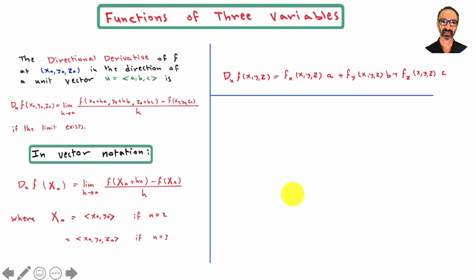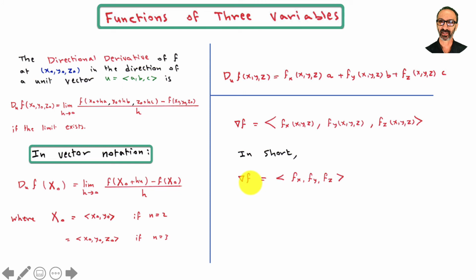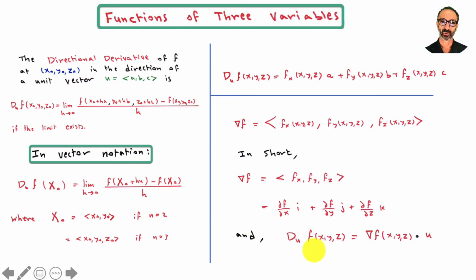The directional derivative as a dot product will be multiplying fx times a, fy times b, and fz times c. The gradient will have 3 components. In short, we have the del, or the gradient, equals the vector that has the components fx, fy, and fz. And that's another way to write it down. And the directional derivative will be the dot product between the gradient and the unit vector.